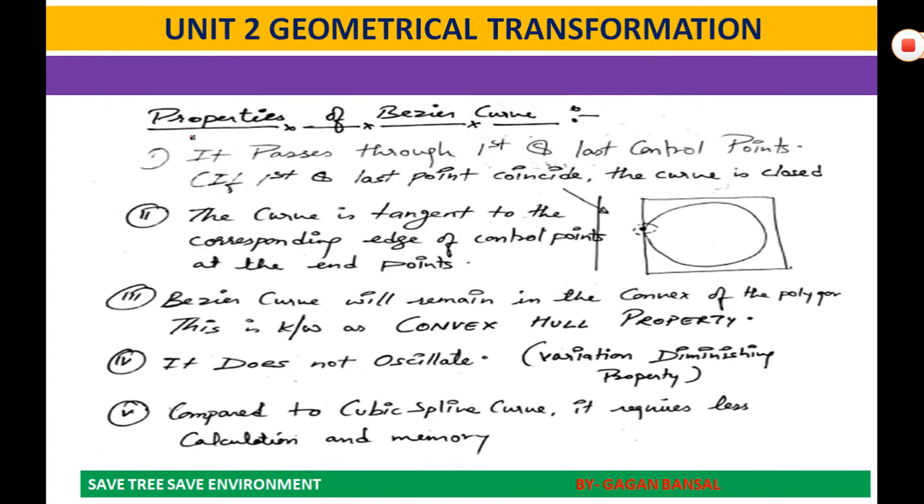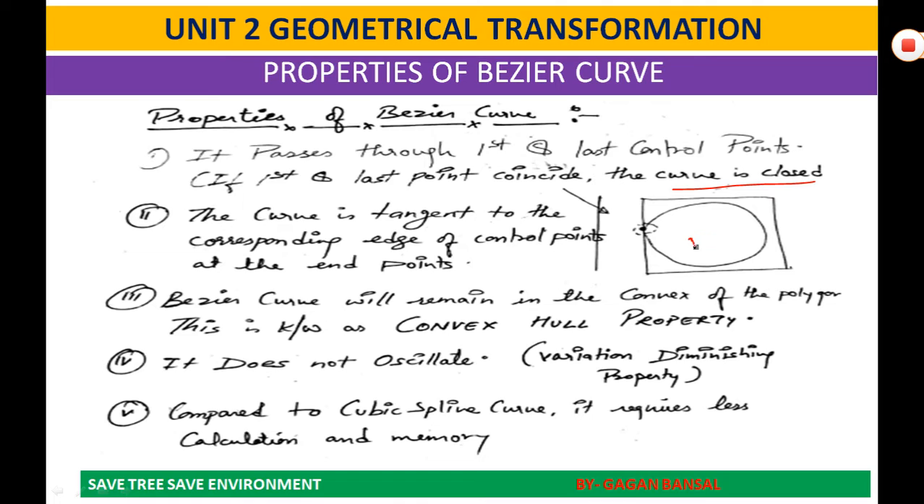So properties of Bezier curve: it passes through first and last control point. If first and last control point coincide, the curve is closed, as you can see in this particular figure. So if the first and the last control point coincides, the curve is closed. The curve is tangent to the corresponding edge of the control points at the end points. It will be clear in the exposure to different figures when we will be showing related to Bezier.